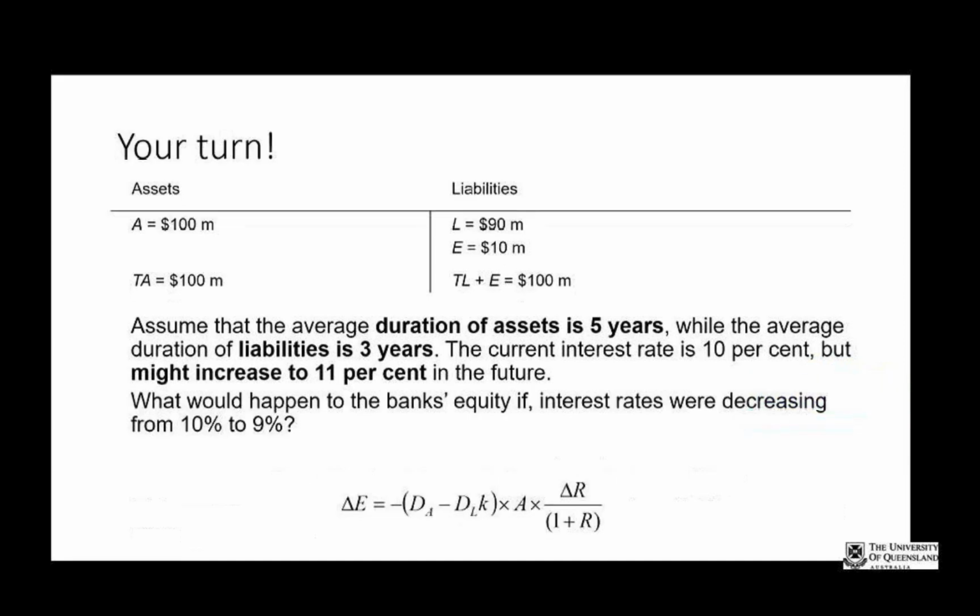Good. Let's do the same game here now, decreasing interest rates. So we've got exactly the same bank as beforehand, but now it is decreasing from 10% to 9%. Assets long, liabilities short. If interest rates go down, the value of assets and liabilities will go up, the present value. Which one goes up by more, the assets or liabilities? Look at the durations. Assets. So if assets increase in value more than our liabilities, we are happy or unhappy?